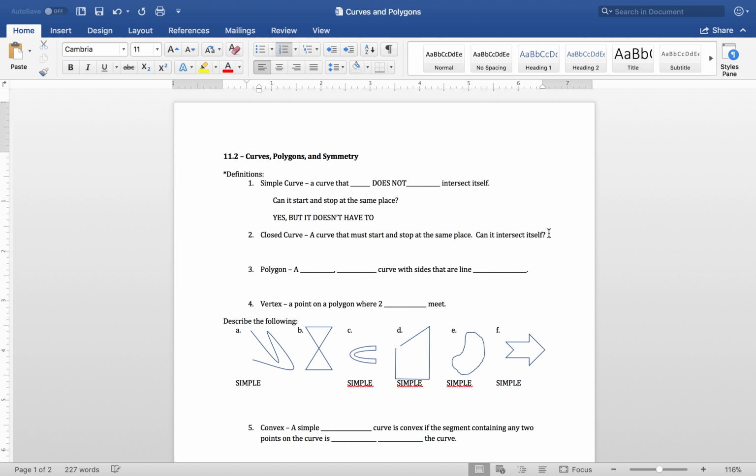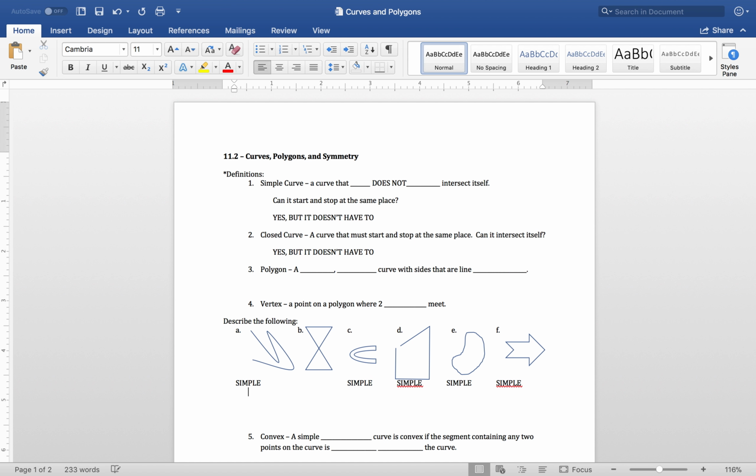Next, we have a closed curve. A closed curve is a curve that must start and stop at the same place. And for the intersection, it can intersect itself, but again, it doesn't have to. So you can be simple, closed, or both of those.